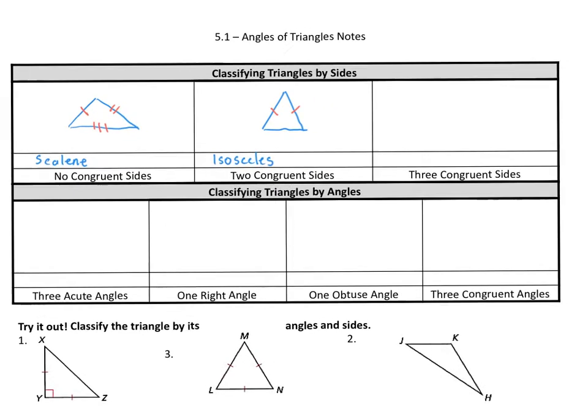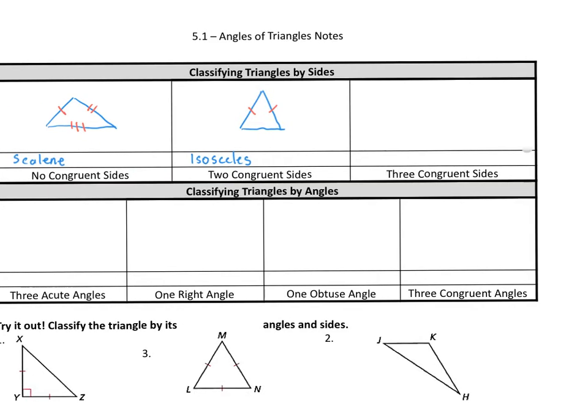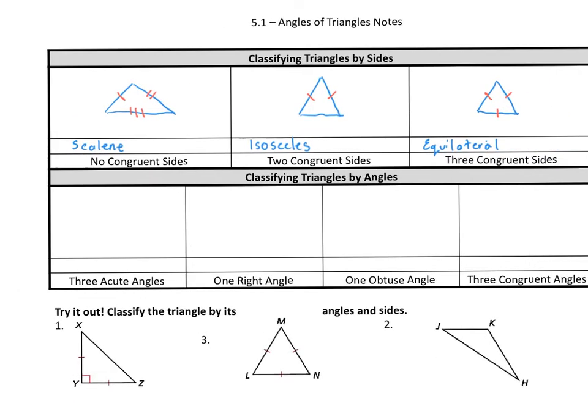Finally, three congruent sides. This means all three sides have the exact same length. So I'll try to draw a triangle here with all three sides. I'll mark it with my tick marks, where all three have the exact same length. This is called an equilateral triangle. Equilateral means equal sides, lateral, lengths. So equal lengths, equal sides.